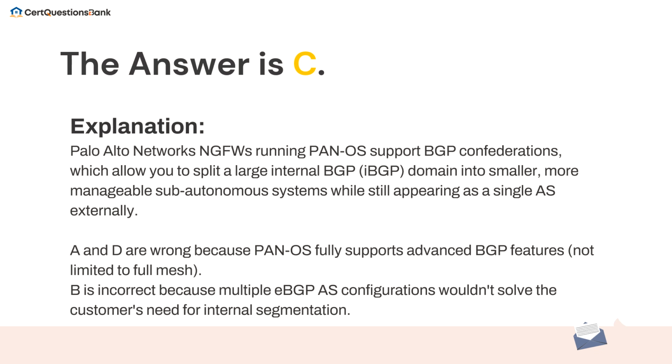Palo Alto Networks NGFWs running PAN-OS support BGP confederations, which allow you to split a large internal BGP, IBGP, domain into smaller, more manageable sub-autonomous systems while still appearing as a single AS externally. A and D are wrong because PAN-OS fully supports advanced BGP features, not limited to full mesh. B is incorrect because multiple eBGP AS configurations wouldn't solve the customer's need for internal segmentation.